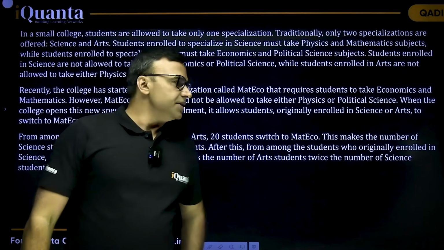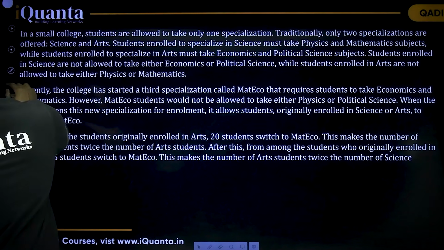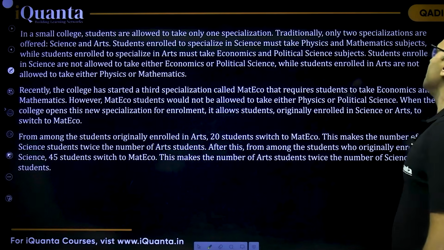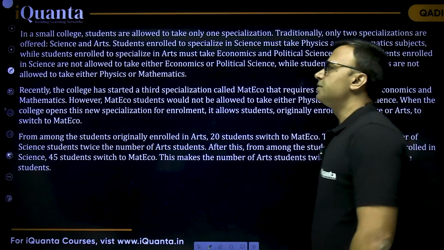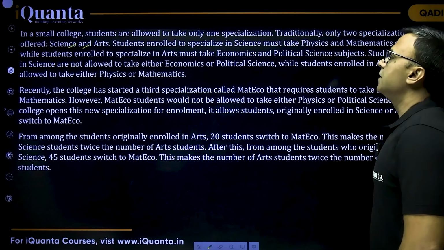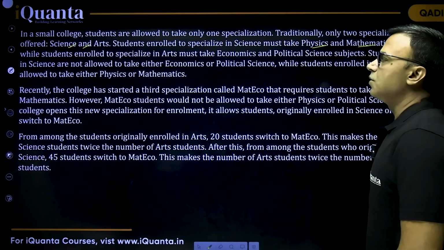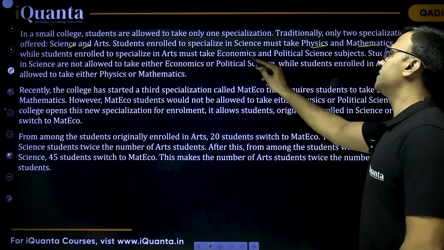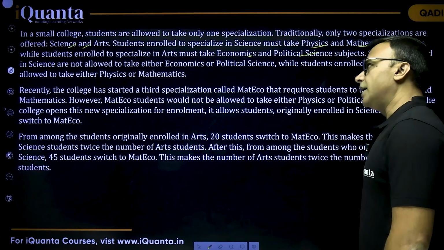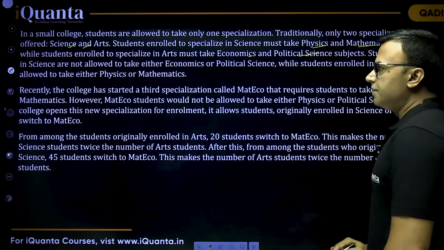Now this question says, in a small college, students are allowed to take only one specialization. Traditionally, only two specializations are offered, science and arts. Students enrolled in science must take physics and mathematics, while students enrolled in arts must take economics and political science. Students enrolled in science are not allowed to take either economics or political science, while students enrolled in arts are not allowed to take physics or maths.